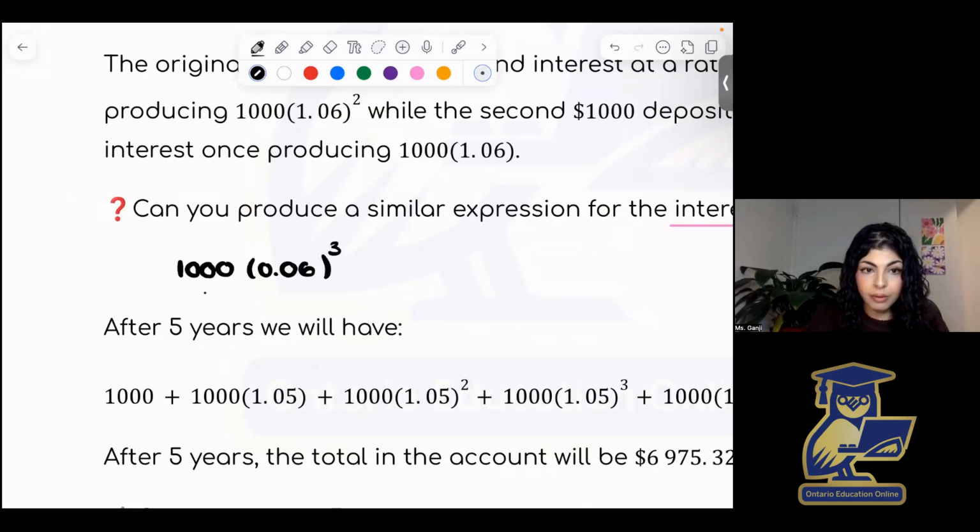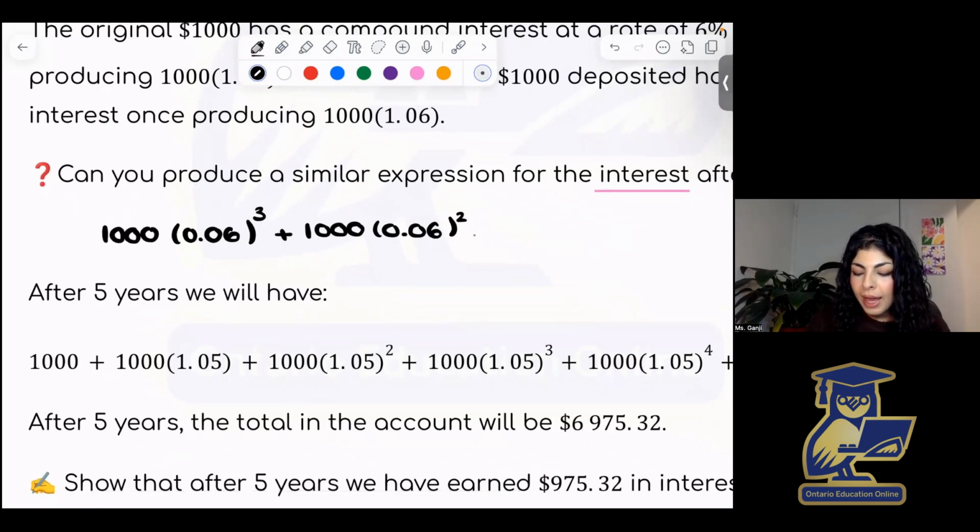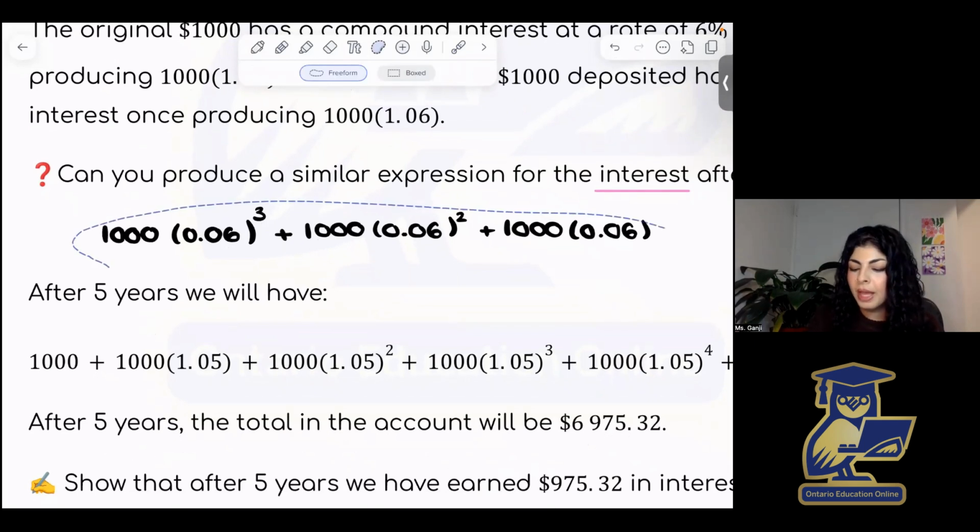This is the original $1,000 we invested. Now we invested another $1,000, which already earned a 6% interest, and now because another year has passed, this is earning another interest, so it's to the power 2. And finally, we invest another $1,000, which has only been in the account for 1 year, so it only earns an interest of 6% once.